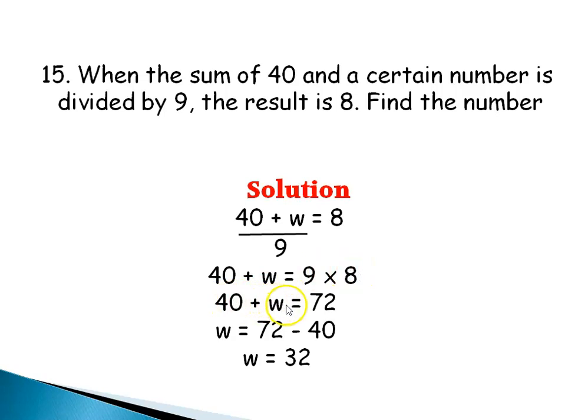40 plus W is equal to 9 times 8 is 72. Then my W will be 72 minus 40, because this 40 comes here, it becomes minus. 72 minus 40 is 32. W is 32. So that number that we are asked to find is actually 32. Is that taken? Right.